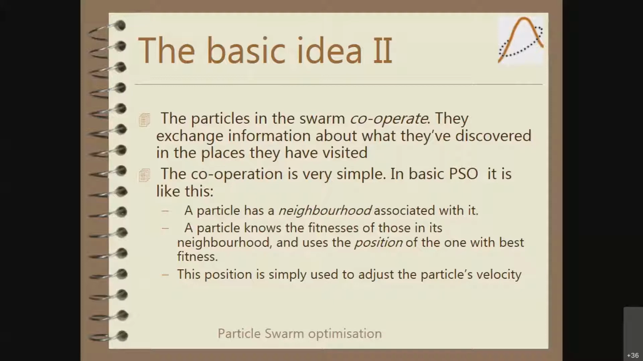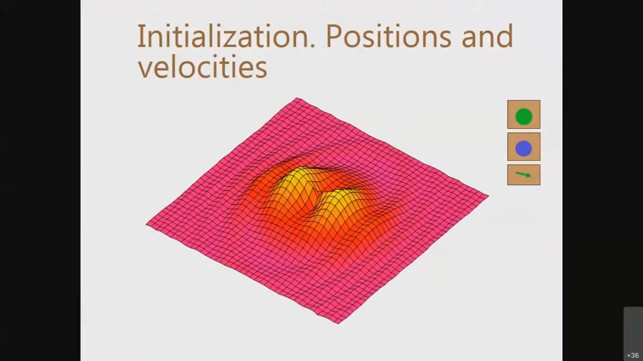So what do you do with the position? You are in some position and then you move to another position, right? The position is simply used to adjust the particle's velocity. All right, so here is a landscape. As you can see, there is a geographical landscape, and there are some positions and velocities which are arbitrarily assigned. And of course, each particle will have some neighborhood which it should communicate with.